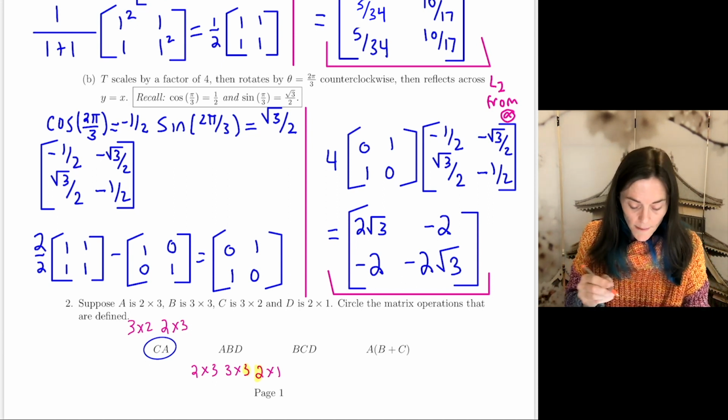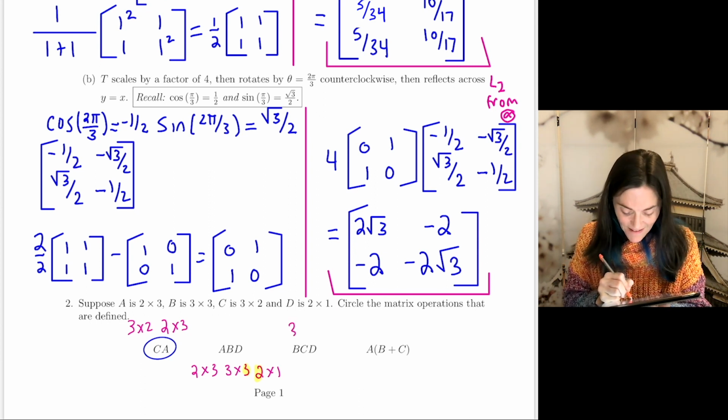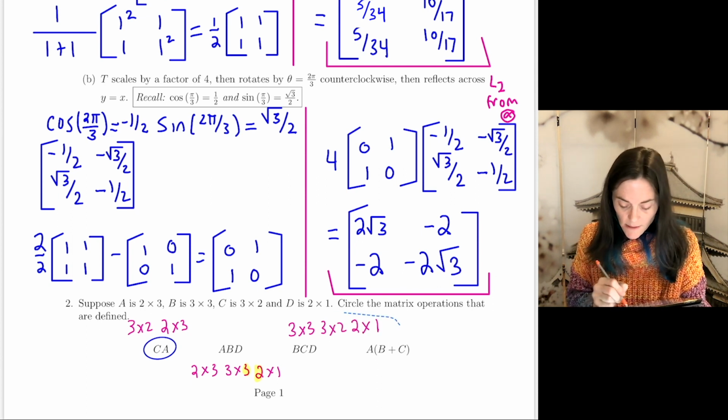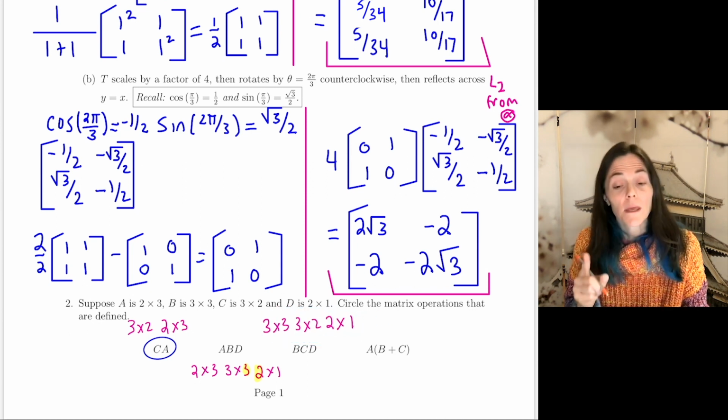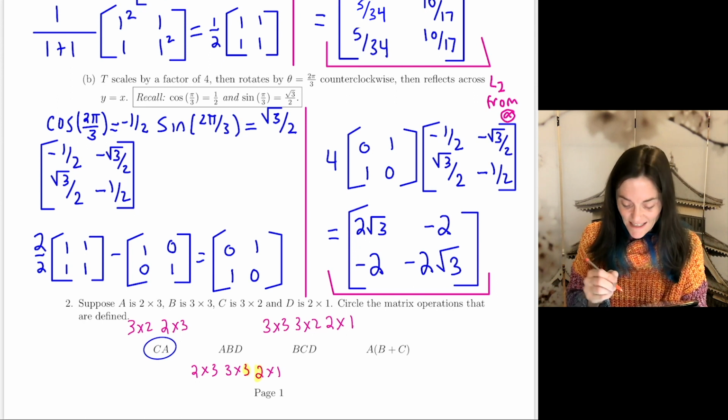Now let's move on. B, C, D. B is 3 by 3. C is 3 by 2. And D is 2 by 1. Everything looks wonderful here. This is defined. In fact, B, C, D will be 3 by 1. So we want to circle this one.